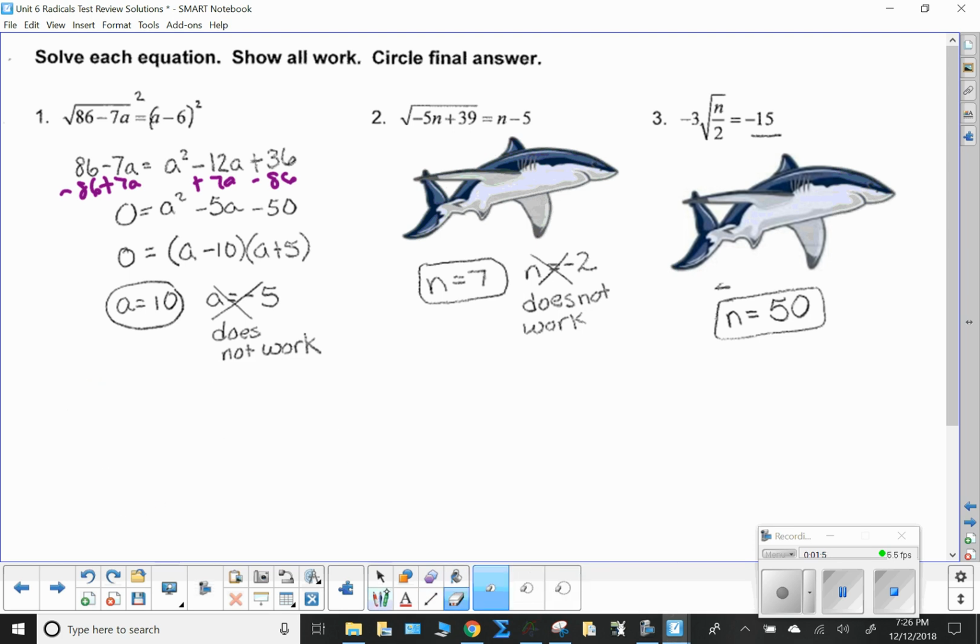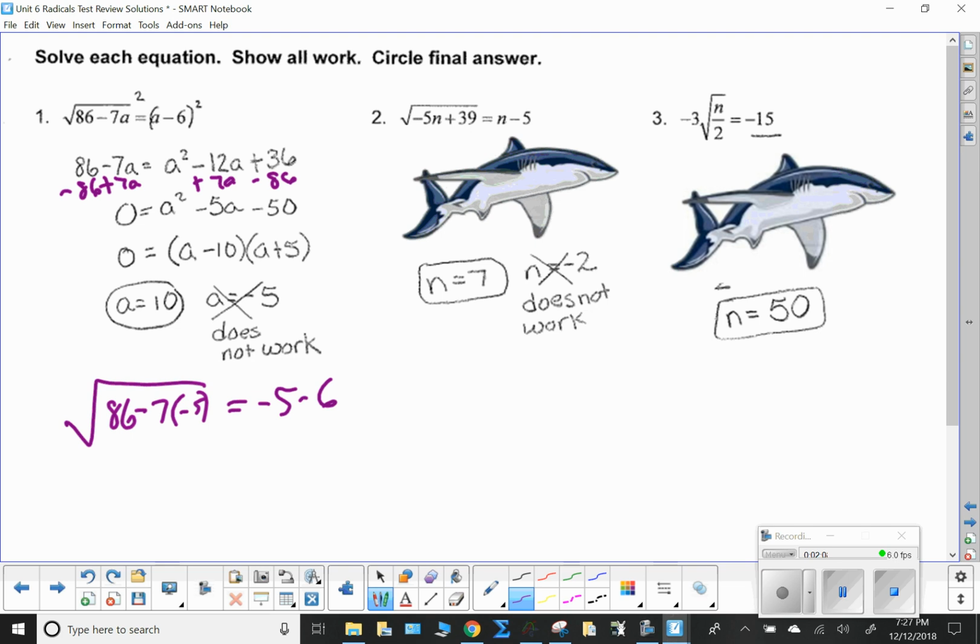Now, if I do the other one, it's not that a negative doesn't work, but I don't get the right answer. If I put in negative 5, I get the square root of 86 minus 7 times negative 5 is equal to negative 5 minus 6. This is the square root of 86 plus 35 is equal to negative 11. This is the square root of 121 is equal to negative 11. But notice, this is asking for the principal or positive root. So that one doesn't work.